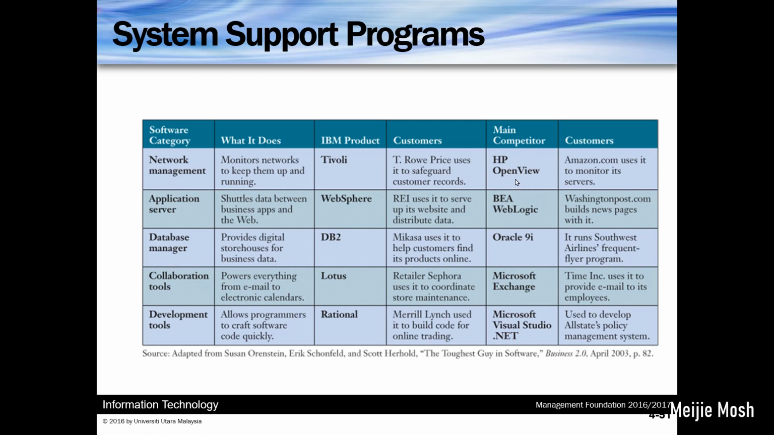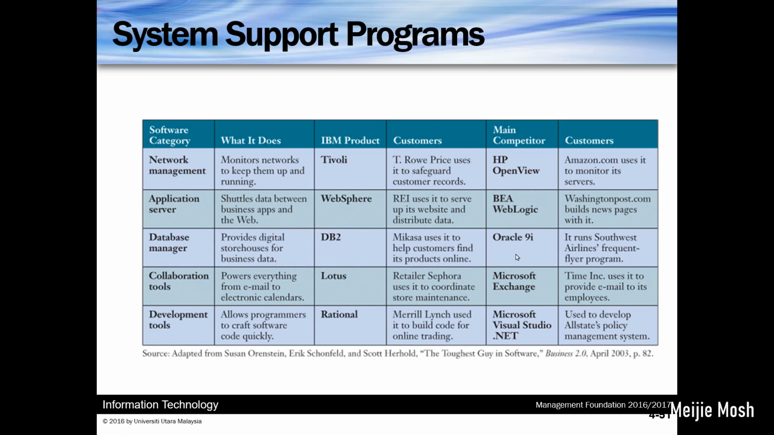Okay, and for the system support program for application server, it shuttles data between business applications and the web. An example from IBM is WebSphere, and the main competitor is WebLogic. And a database manager provides digital storehouses for business data. An example is DB2, and the main competitor is Oracle 9i.